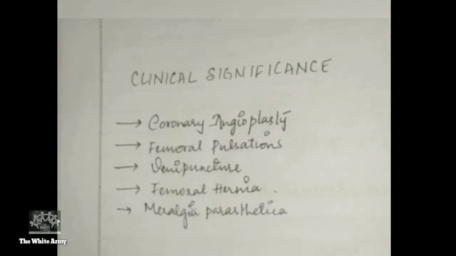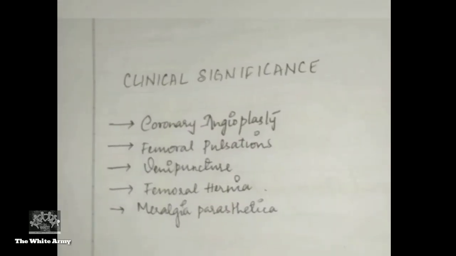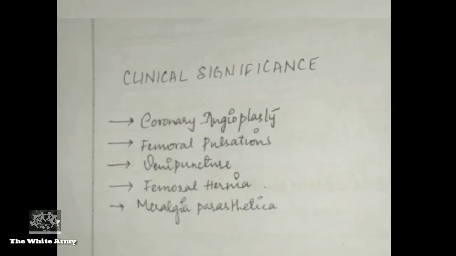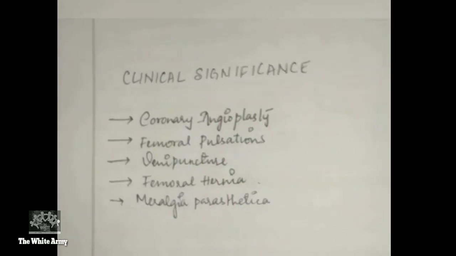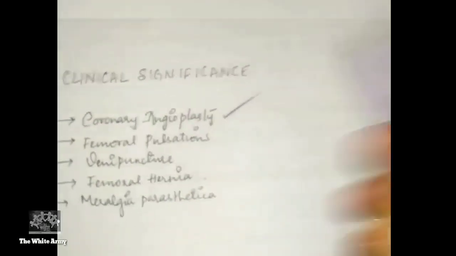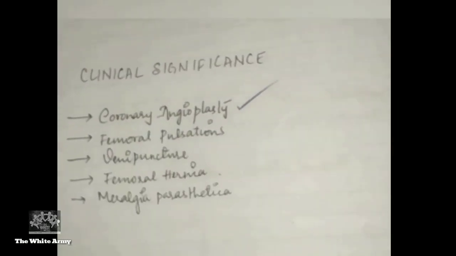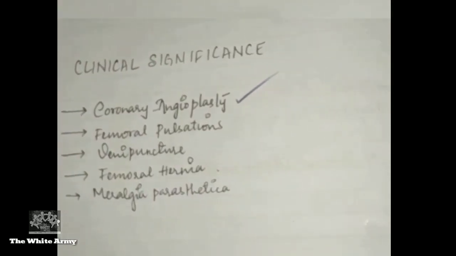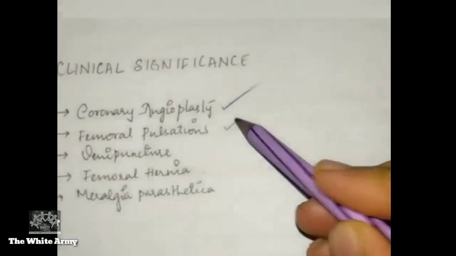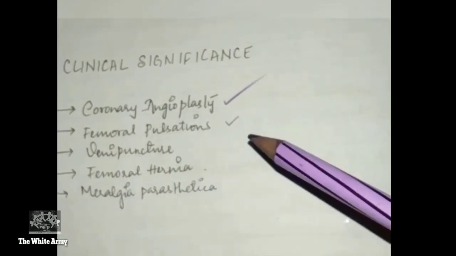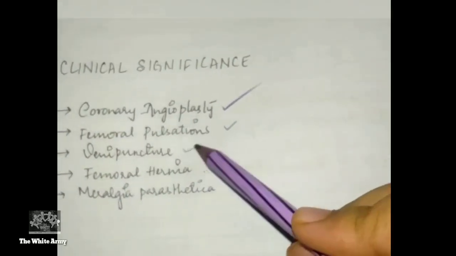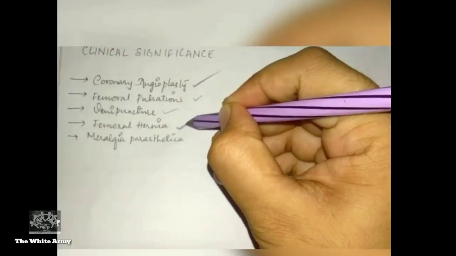Clinical significance of the femoral triangle. The femoral artery present in the femoral triangle easily gives access to major arteries, as it is a continuation of the external iliac artery. So coronary angioplasty can be done. We can feel femoral pulsations against the midinguinal point. As we can locate the femoral artery, medial to it lies the femoral vein. Venipuncture can be done.